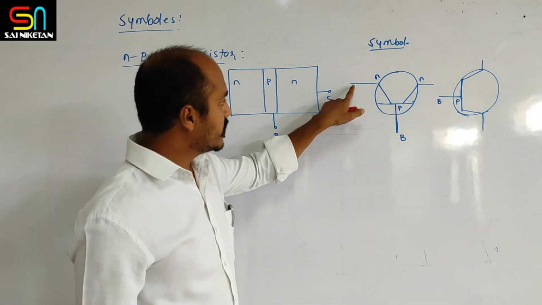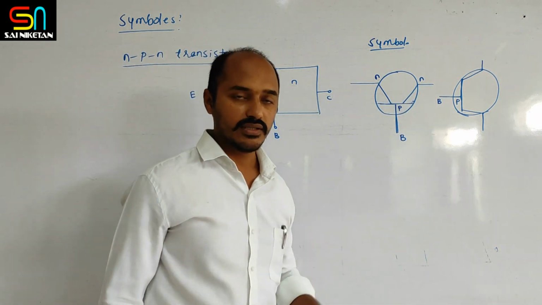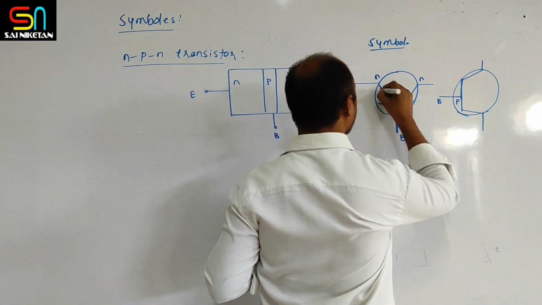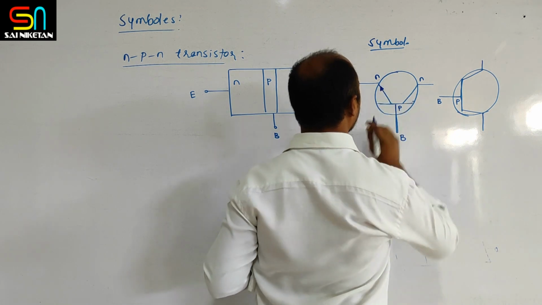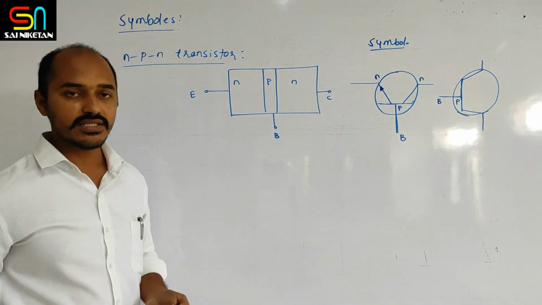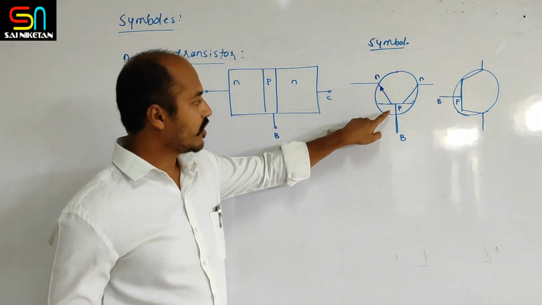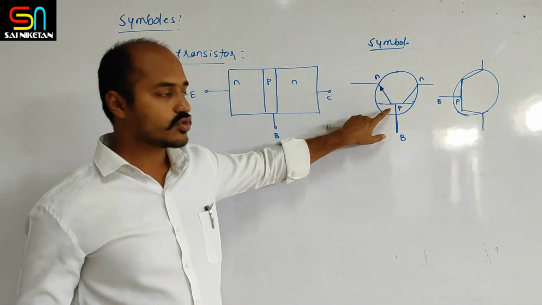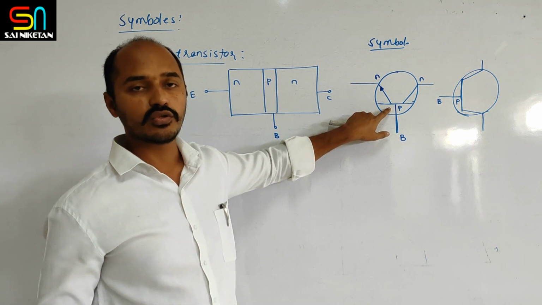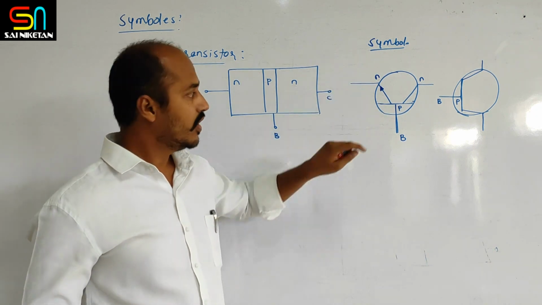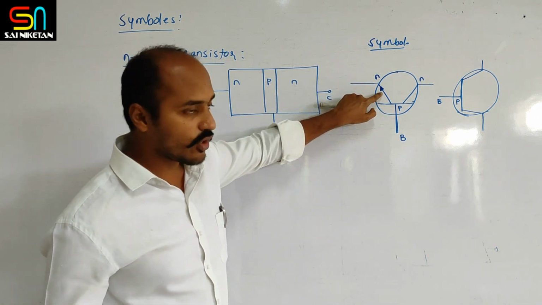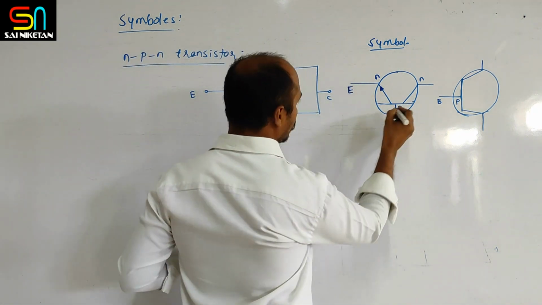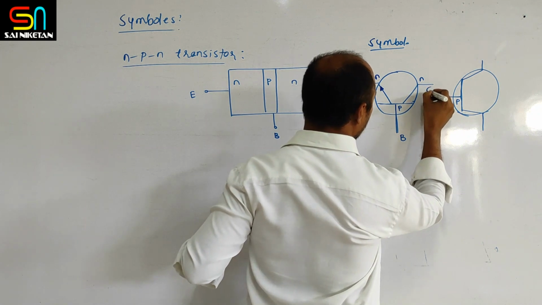Now, how can you differentiate the emitter and collector? They can be differentiated by an arrow mark. It is simple: the arrow mark is always from positive to negative, meaning it shows the direction of current flowing through it. It is positive to negative. Where you have placed the arrow mark, that becomes the emitter, and where there is no arrow mark, that becomes the collector.